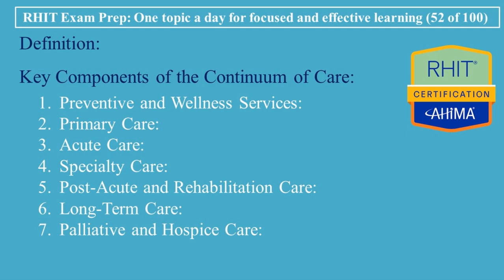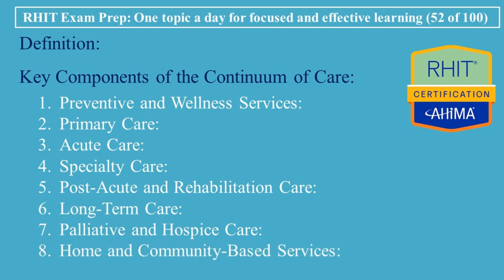7. Palliative and Hospice Care. Palliative care focuses on improving the quality of life for patients with serious illnesses by managing symptoms and providing emotional support. Hospice care is provided for terminally ill patients, focusing on comfort and end-of-life care. Both services aim to improve the patient's quality of life by addressing physical, emotional, and spiritual needs.